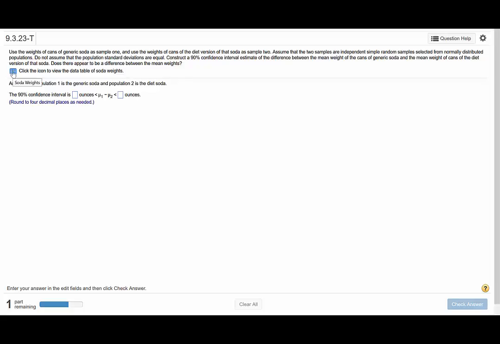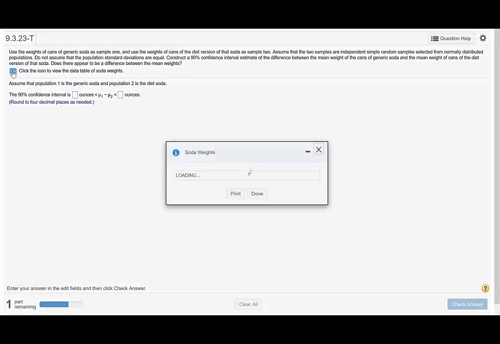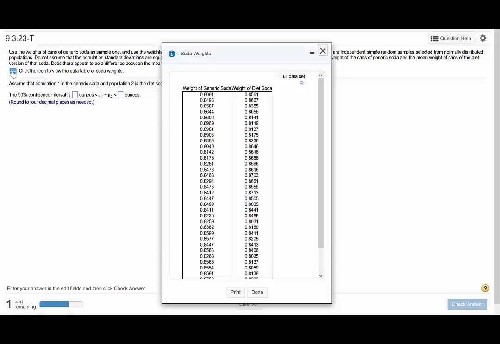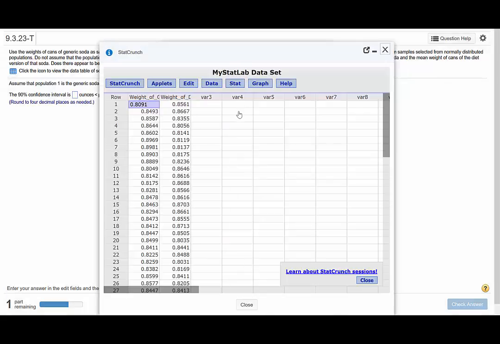If we click this icon, then we will see the data set listed. We are told to use the generic sodas as sample 1 and then the diet soda as sample 2. Now, we can open this in StatCrunch by clicking on this little icon here, this little rectangle, and then say Open in StatCrunch. We're supposed to construct a 90% confidence interval.